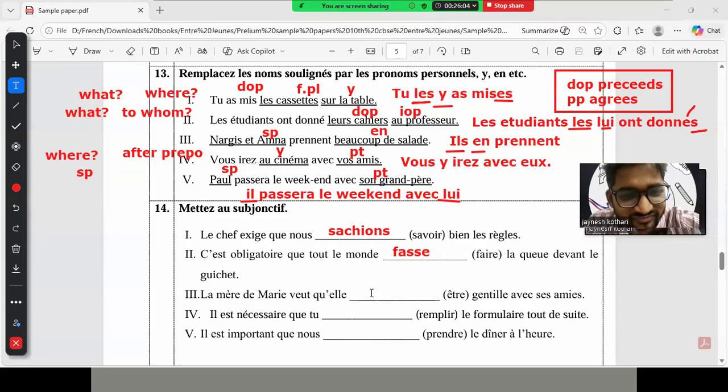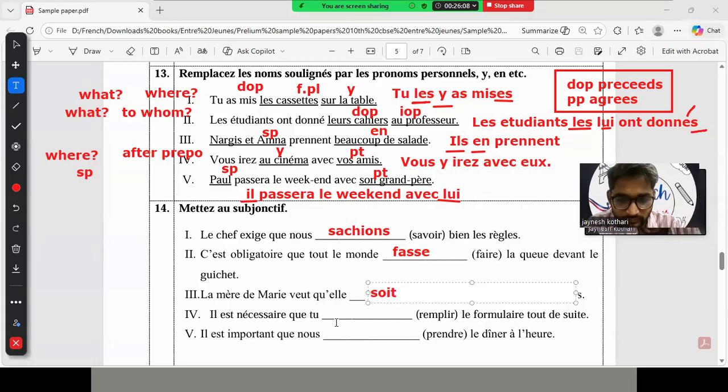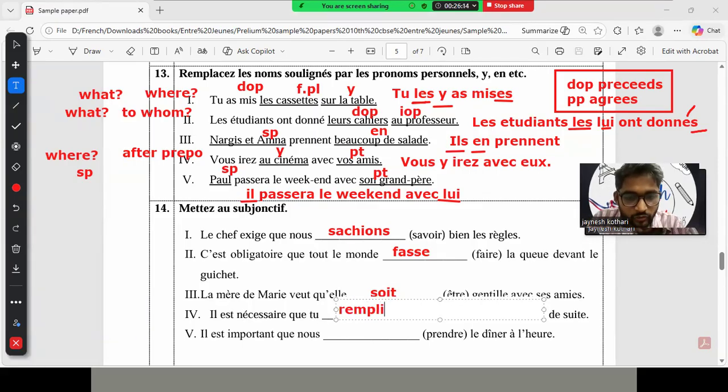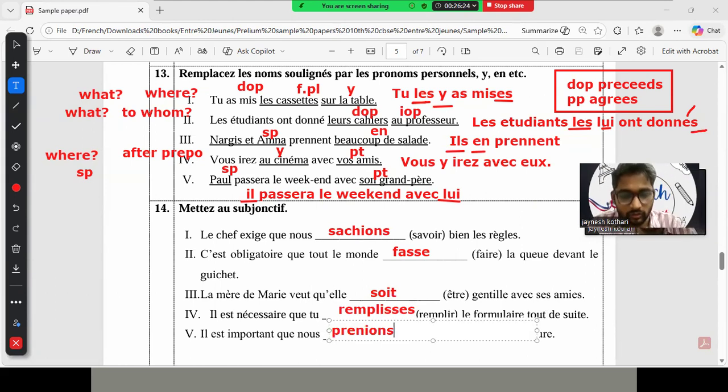The mother of Mary wants that she be kind with friends. "Il est nécessaire que tu remplisses." Guys, what do you do? First of all, you put ENT. Il's form, cancel ENT and add ES. And last, again, for nous and vous, the normal form; "avoir" is an exception. Okay, sure, students, go for it. Just write the answers quickly.